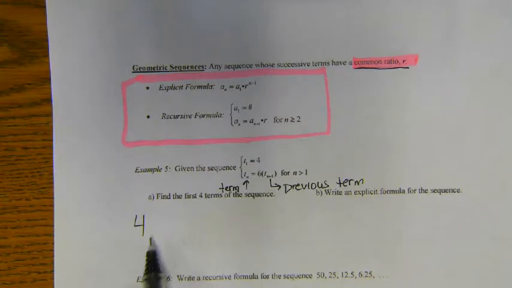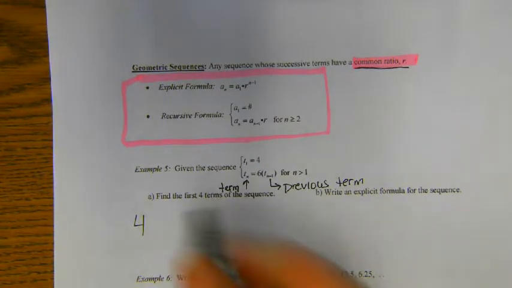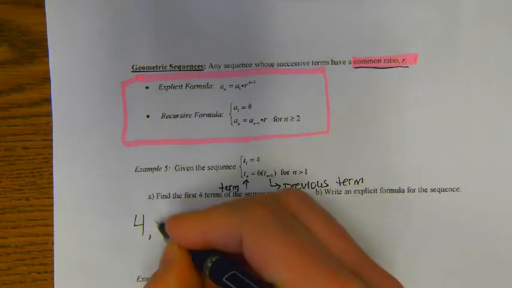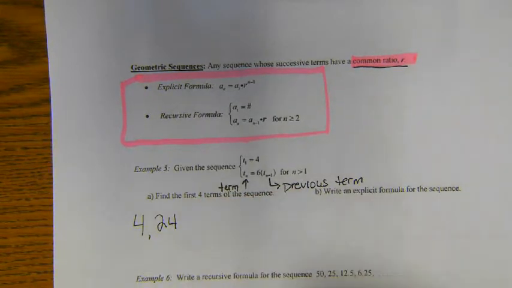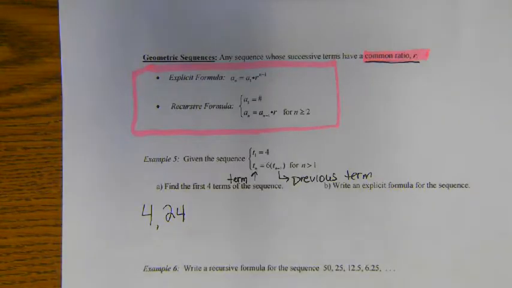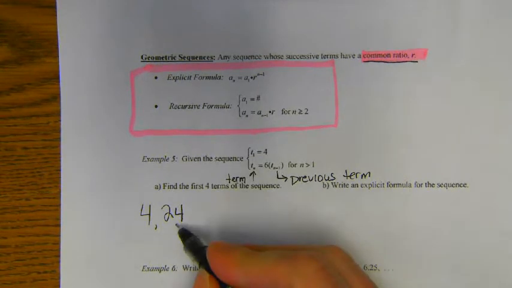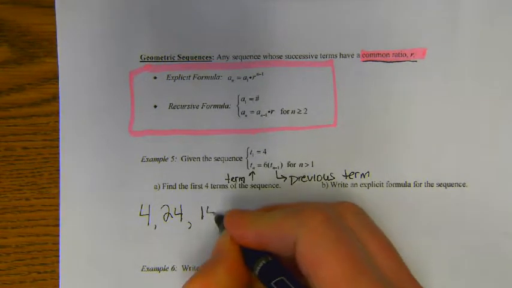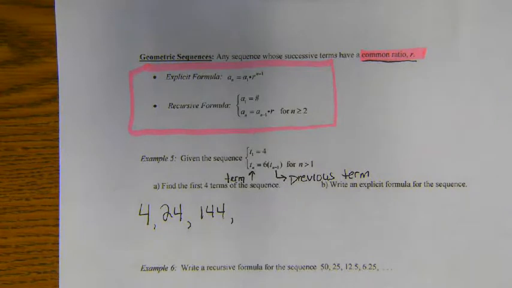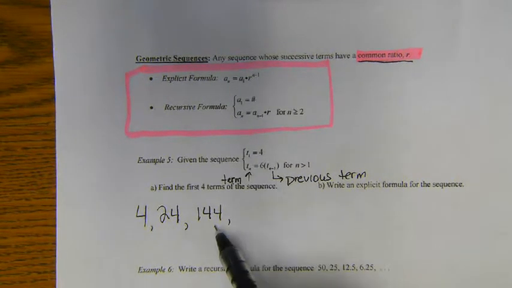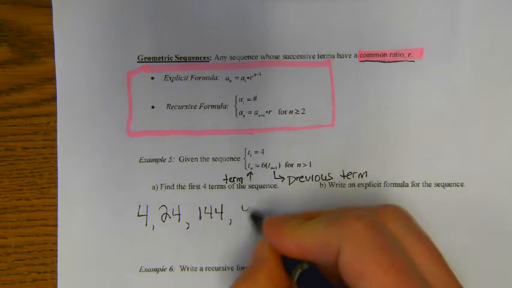So to find the second term, I would take the first term and multiply by 6, which is 24. To find the third term, I take the previous term and multiply by 6, which is 144. To find the fourth term, I take the previous term and multiply by 6, which is 864.